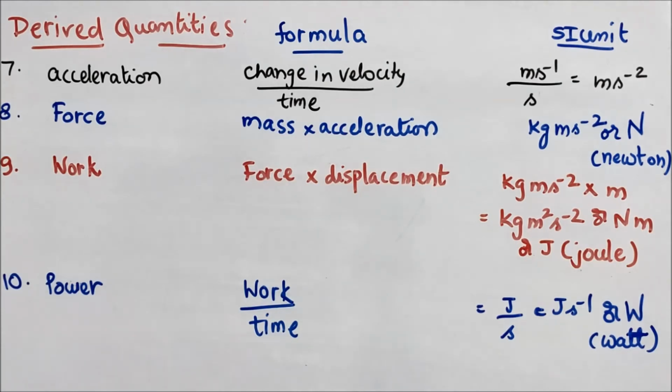So how do you understand whether a given quantity is a derived or fundamental quantity? Derived quantities are always expressed as a combination of two or more fundamental quantities. If you see in all the 10 examples which I have given here, all of them can be expressed in terms of fundamental quantities. Hence, they are called derived quantities. They are derived from fundamental quantities. I hope that you have understood what derived quantities are.